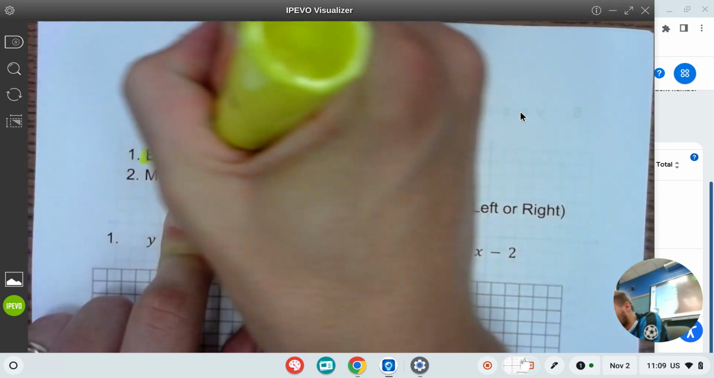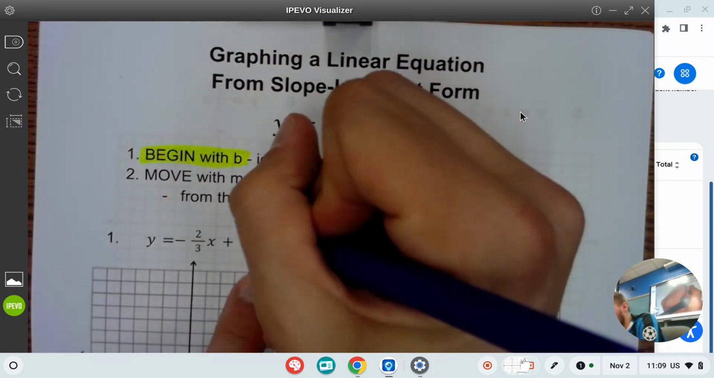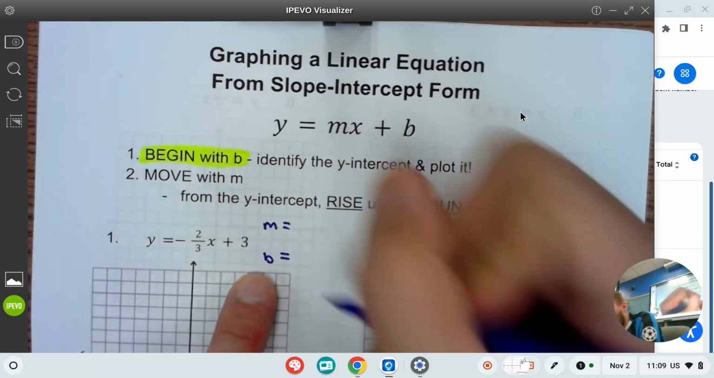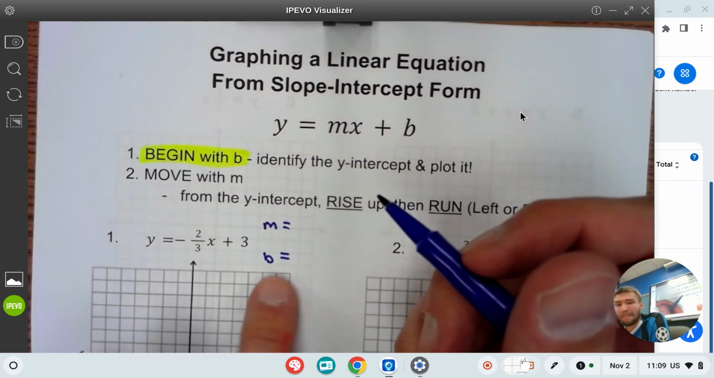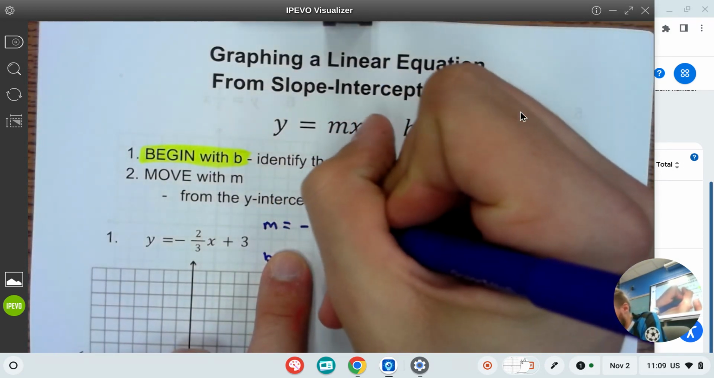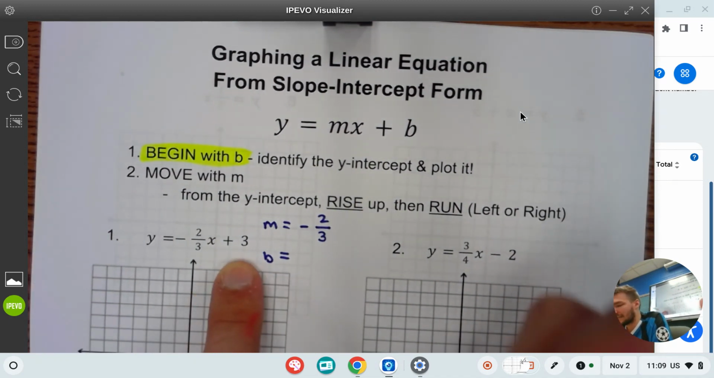Begin with b. Now, in order to do these questions, we're going to want to identify the m and the b values. It's always a good idea to write m and b. On the classwork, you're going to have to write down m and b for every question or lose points. So, for the m value, what do you think the m is? Negative 2/3. Make sure you get that negative in there. The negatives are super important. And what do you think the b value is?